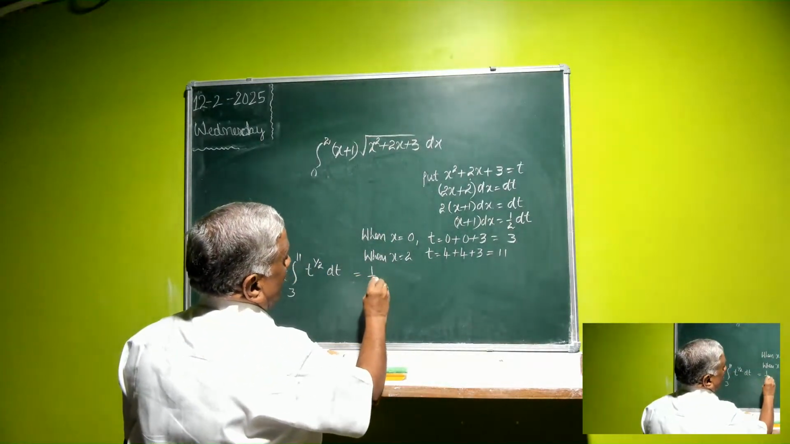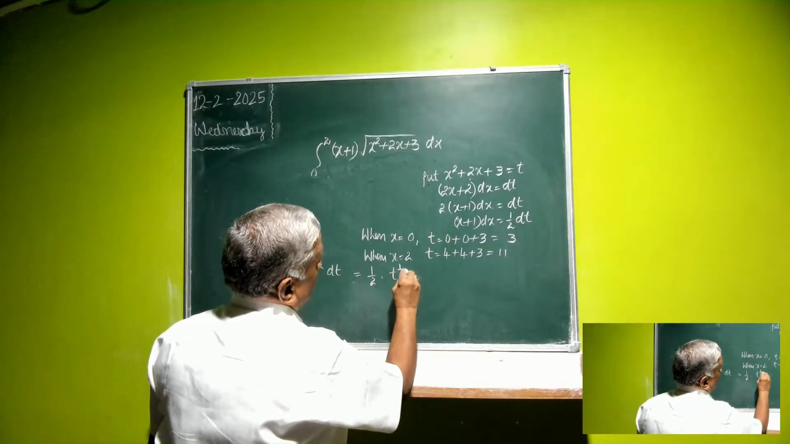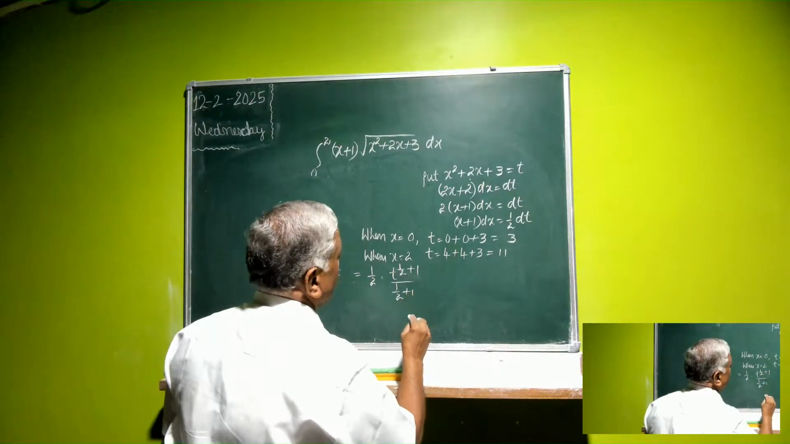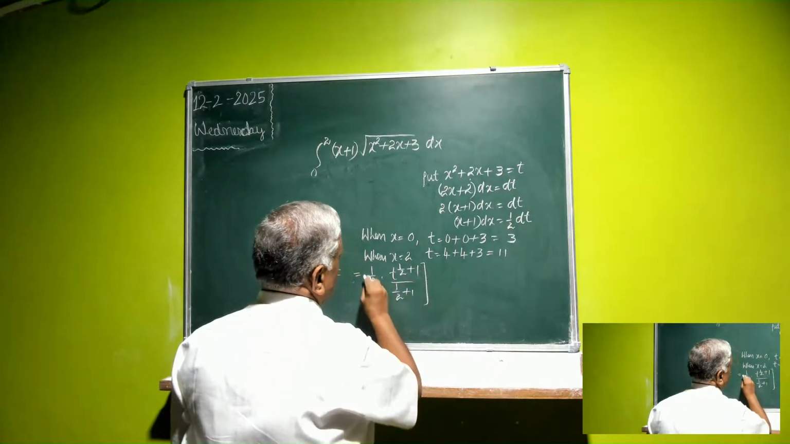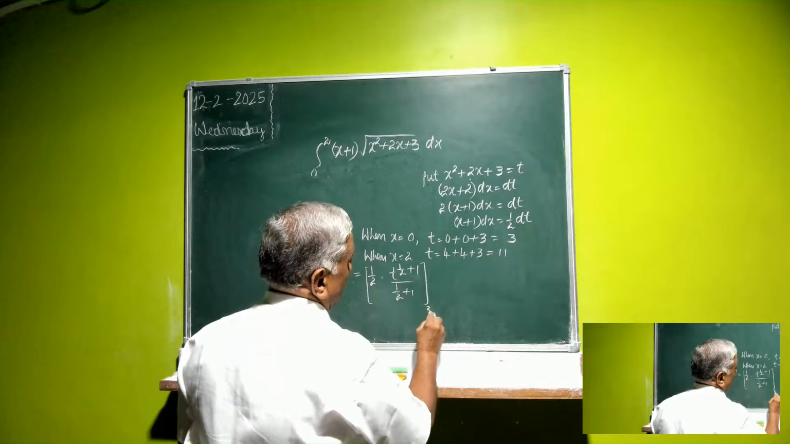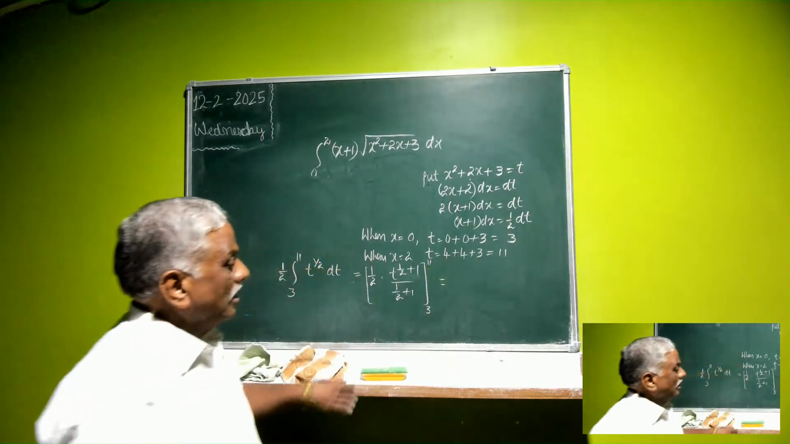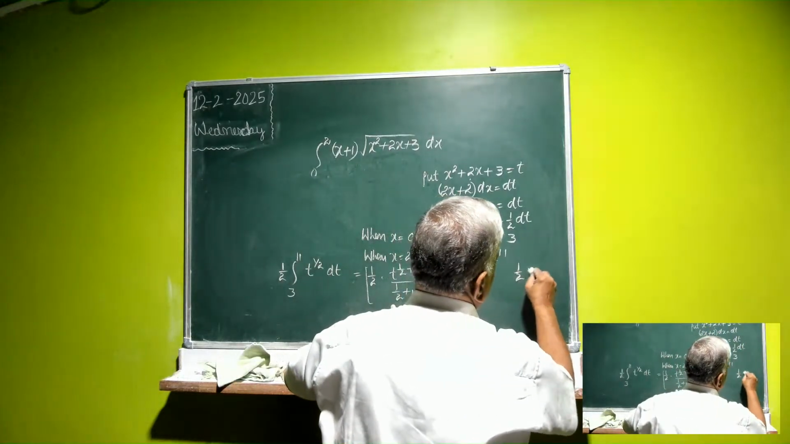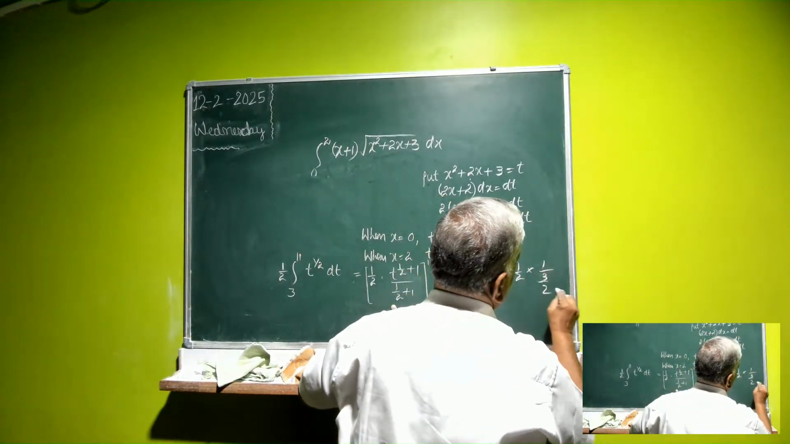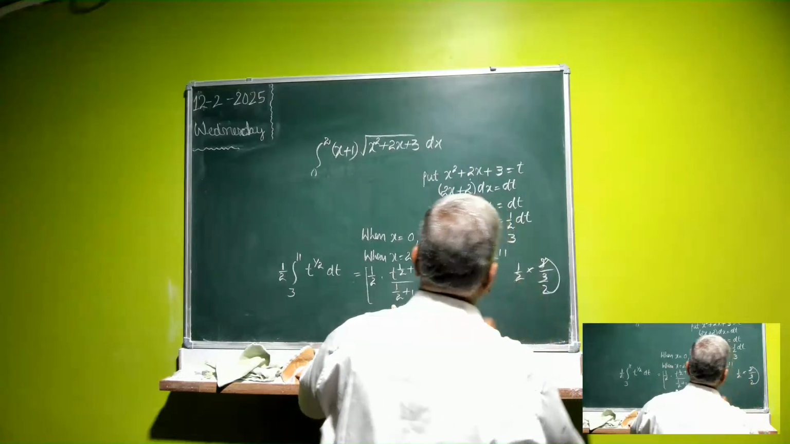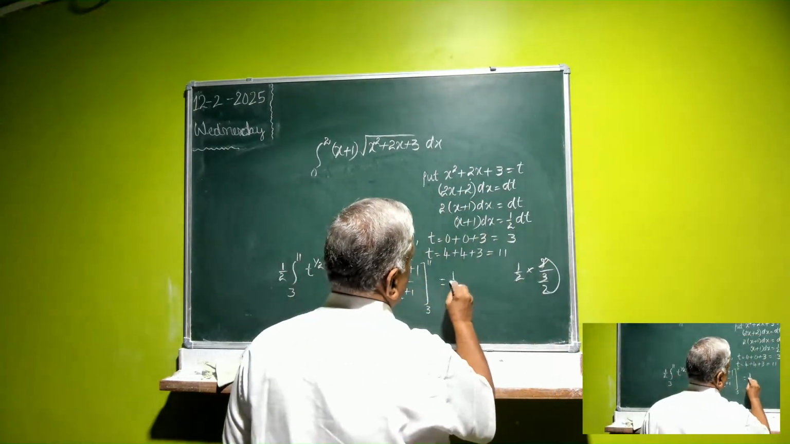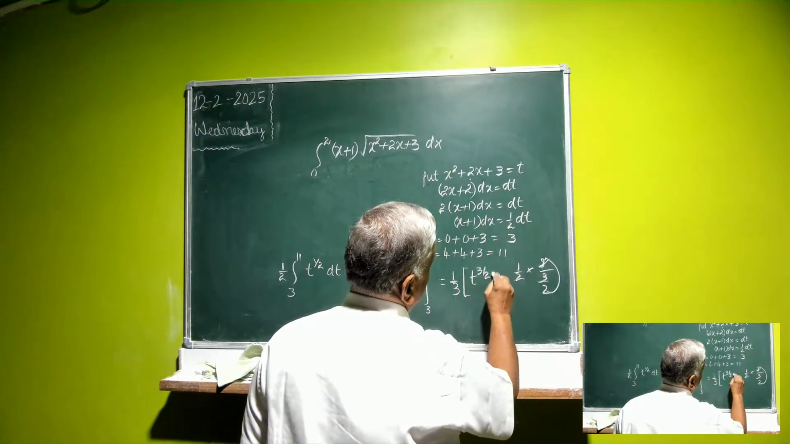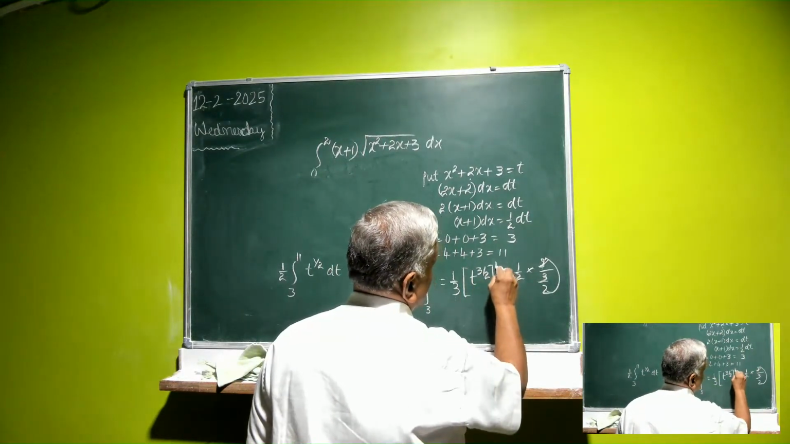What is the integration of t to the power of half? T to the power of half plus 1 by half plus 1, between the limit 3 to 11. See, half plus 1 is 3 by 2. So this will be half into 1 over 3 by 2. 2 will come up, therefore 2 and 2 will cancel. I will keep 1 by 3 outside, t to the power of 3 by 2, between the limits 3 to 11.